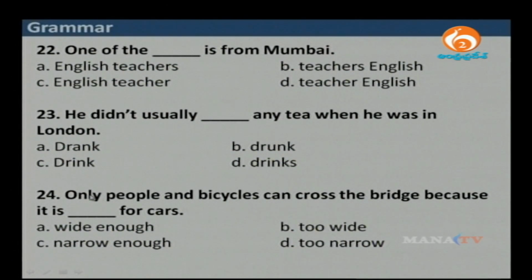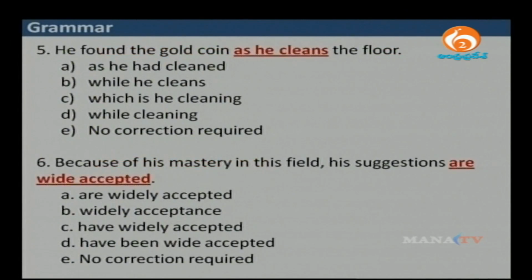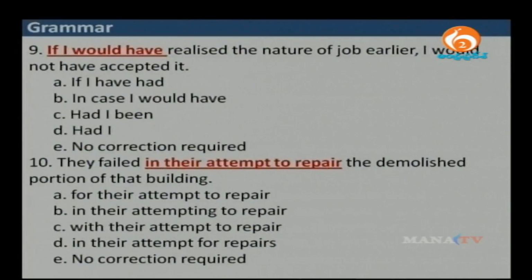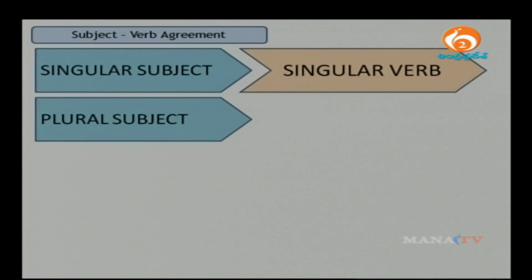Only people and bicycles can cross this bridge because it is dash for cars. Because it is too narrow for cars. Because cars can't go through, the bridge is too narrow. All right. So next session, I'm going to talk about more and more questions, but this is something which I'm going to cover in the next session.